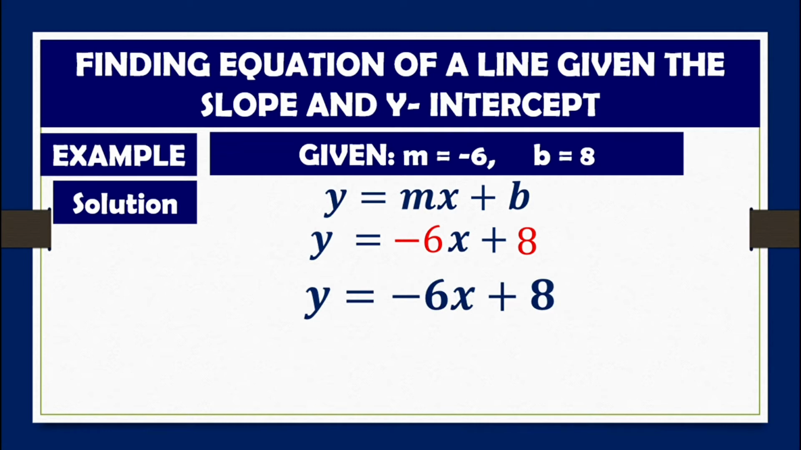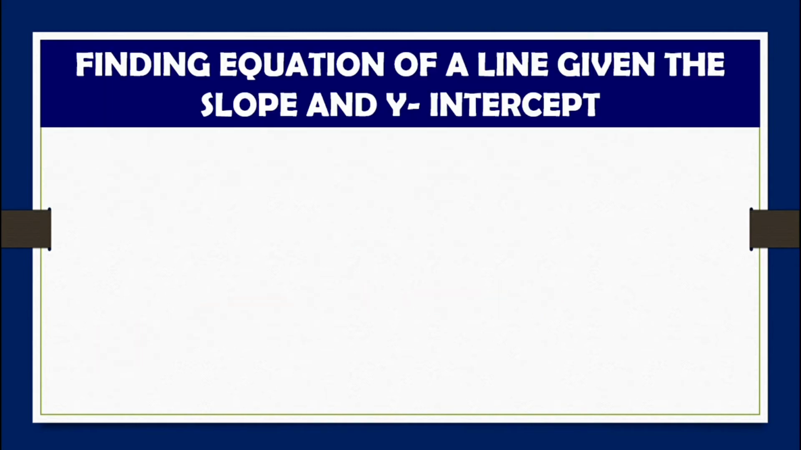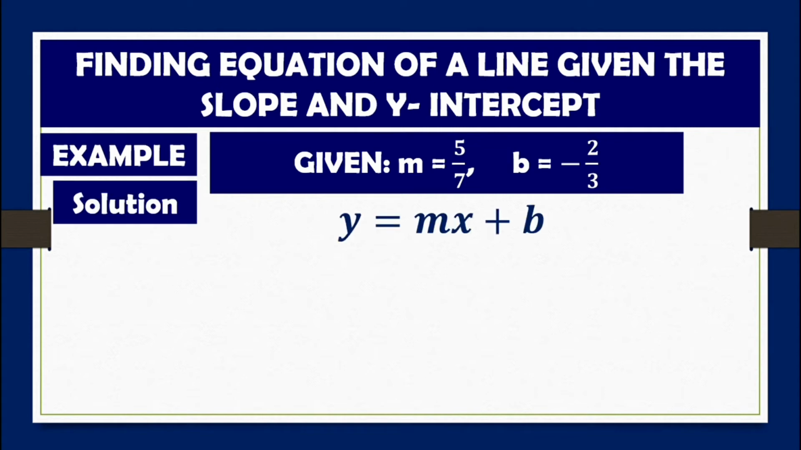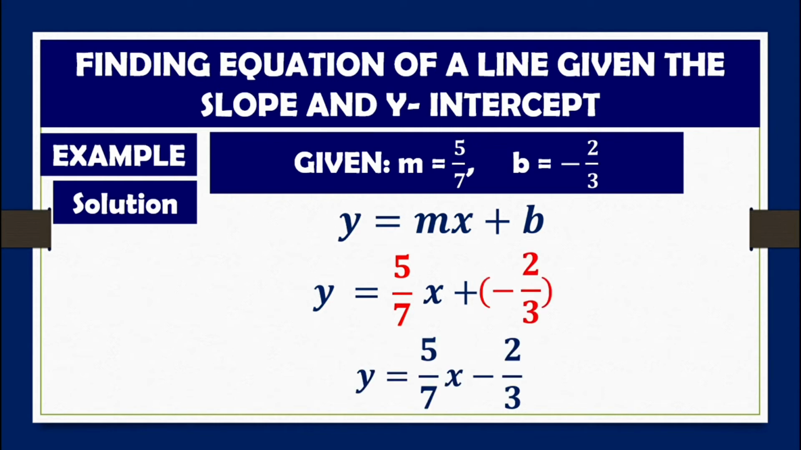This is already the equation of our line and considered to be our answer. Another example. Given slope which is 5/7 and y-intercept equals negative 2/3. Substitute our slope which is 5/7 and our y-intercept which is negative 2/3. Simplify our equation, we will have y equals 5/7 x minus 2/3. So this is considered as the answer as we find the equation of our line given the slope and y-intercept.